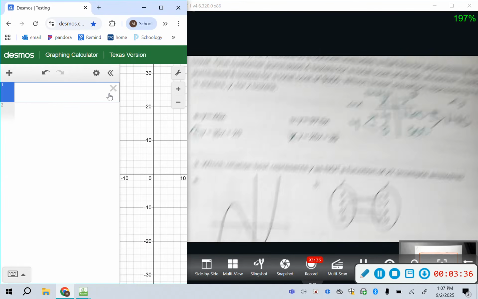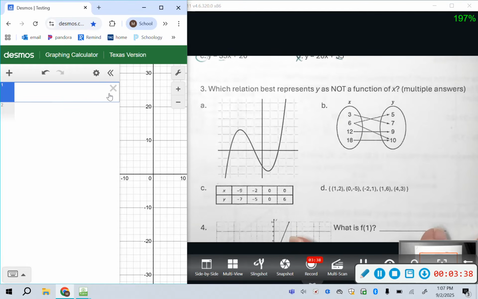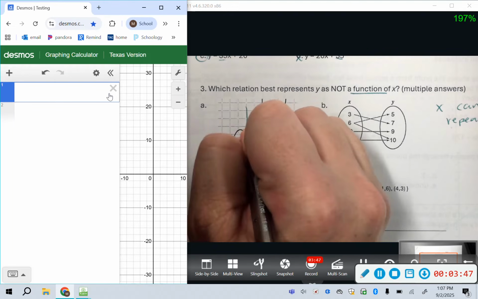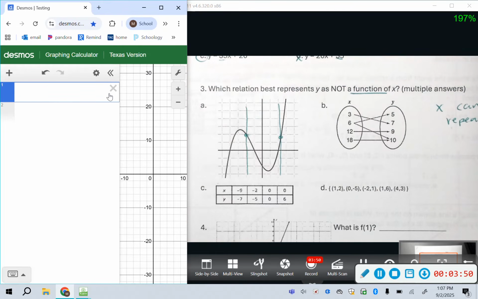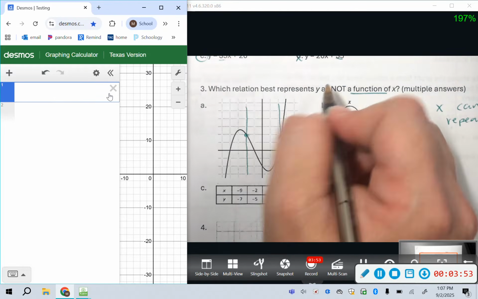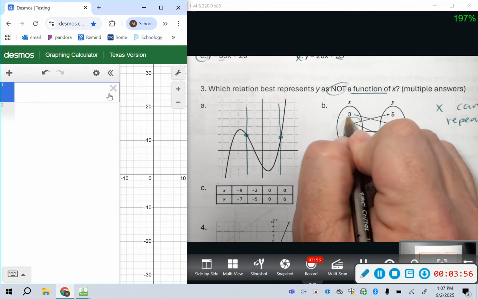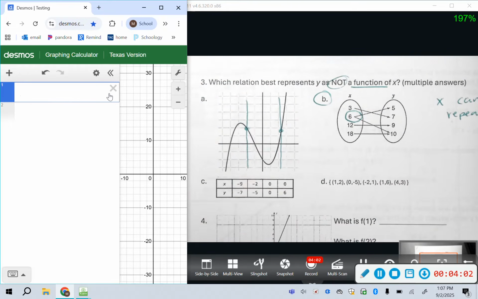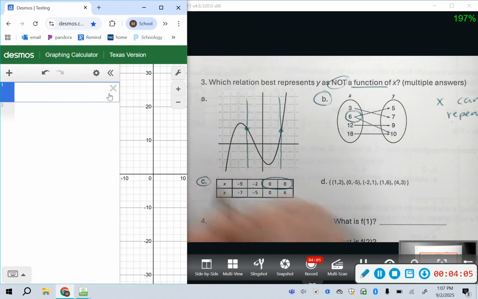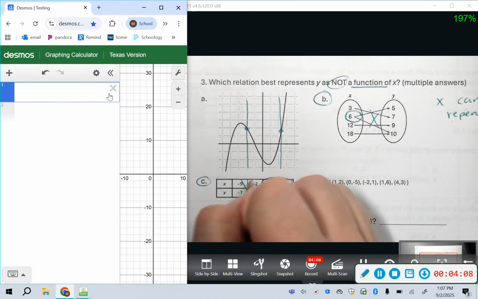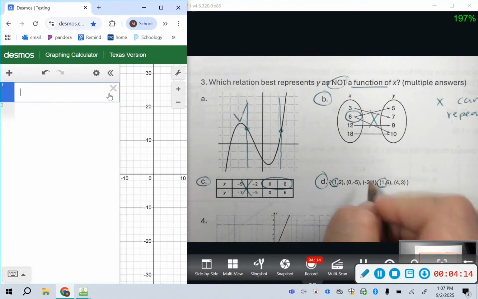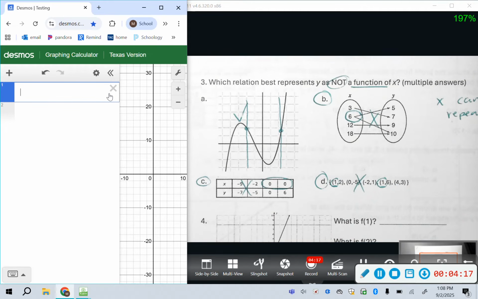Okay, look at number 3. So remember, this one's asking about functions, and functions is when x cannot repeat. So in a graph, remember you can do the vertical line test, and it should only touch your graph once. And it does only ever touch my line once. So that is a function, and we're looking for what's not a function. Now here, B, this 6 has 2 arrows, therefore it's used twice, which means x does repeat, so that's not a function. Here in the table, I have 2 zeros, so that means this is not a function. And then here I have a 1 and a 1, therefore x did repeat, which means that's not a function. So we circled all that are not a function.